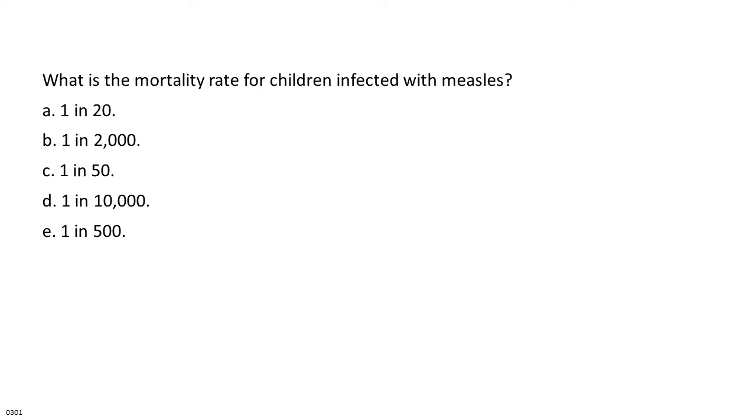What is the mortality rate for children infected with measles? A. 1 in 20. B. 1 in 2000. C. 1 in 50. D. 1 in 10,000. E. 1 in 500.